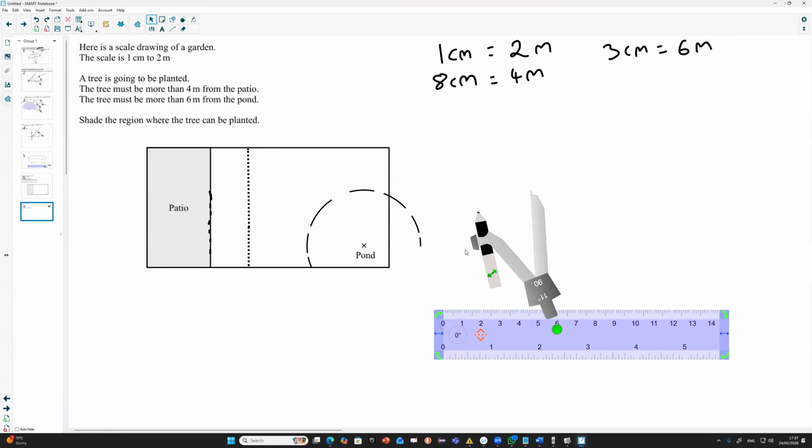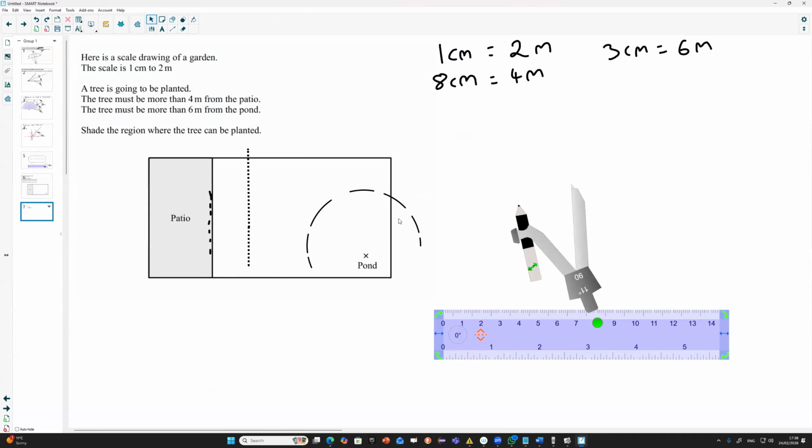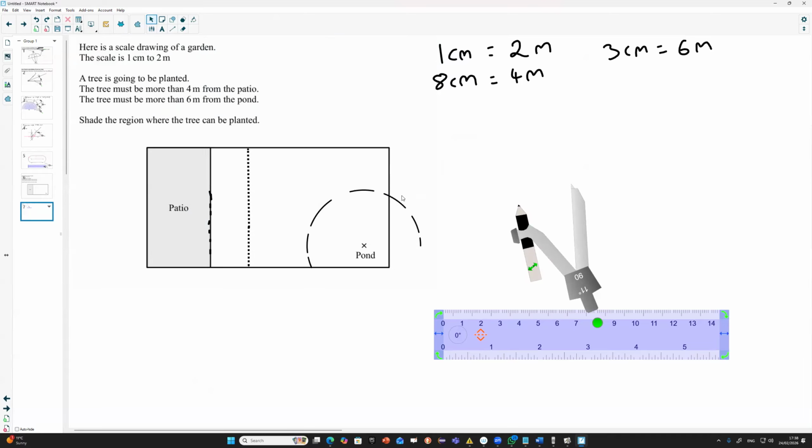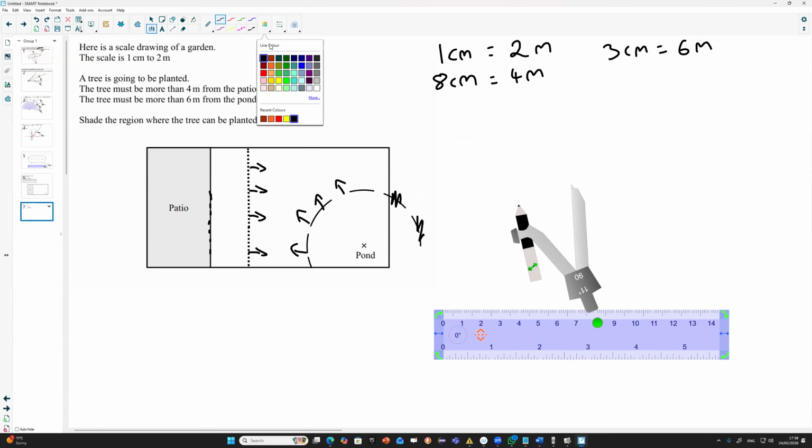So really, because again, it's inside, these bits here don't really matter. That's not letting me delete them. But yeah, the bits outside of the rectangle don't matter. So it's more than 4 meters in the patio, so it's going to be out here on this side. And it is more than 6 meters in the pond, so it's going to be outside that circle. So then we can just shade it.